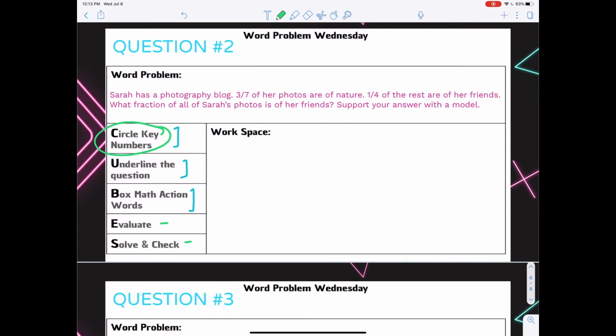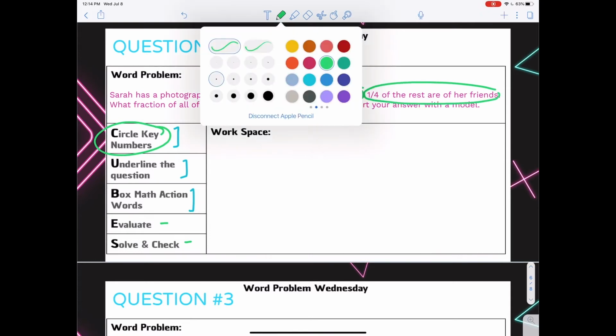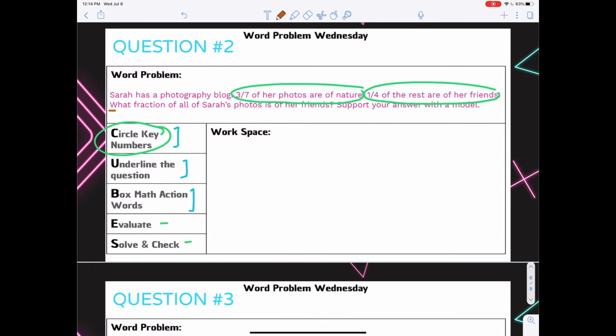Sarah has a photography blog. 3/7 of her photos are of nature. 1/4 of the rest are of her friends. What fraction of all of Sarah's photos is of her friends? So I'm going to first circle, and I'm going to erase some of the marks I made. 3/7 of her photos are of nature. 1/4 of the rest are of her friends. We're going to underline the question. So I know the question is, what fraction of all of Sarah's photos are of her friends? Okay, awesome, we got that done.